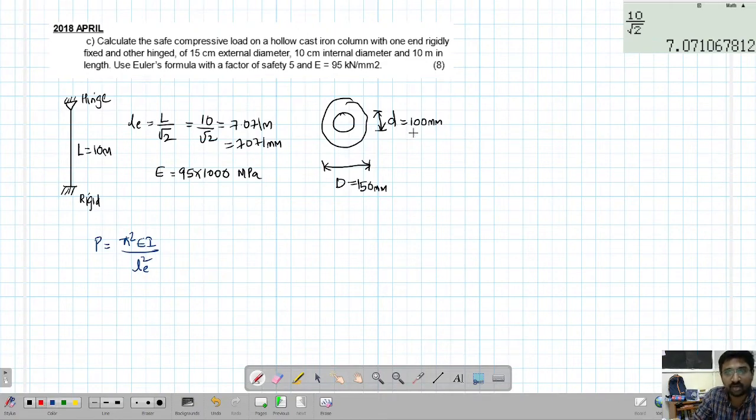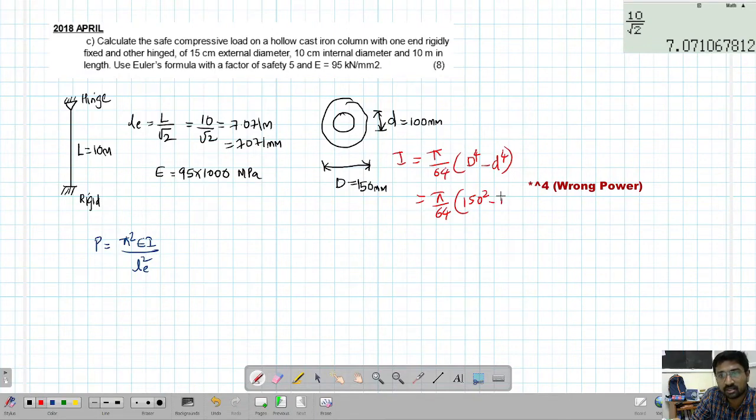Now we'll quickly calculate the value of I. How do you calculate I? I for a hollow circular section is pi by 64 times capital D raised to 4 minus small d raised to 4. So this is pi upon 64 times 150 to the power 4 minus 100 to the power 4. Let's take out the calculator and calculate this. I put in the values, pi by 64 times 150 square minus 100 square, and got 613.59. Sorry, it should be 150 raised to 4.